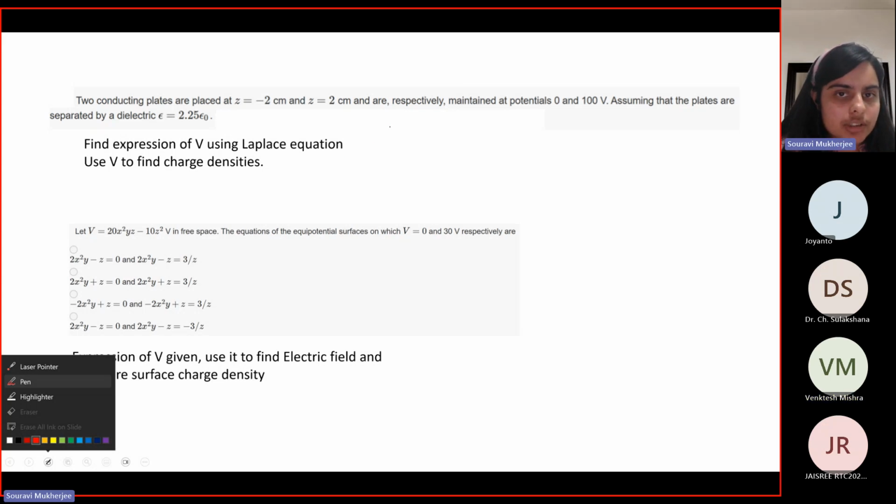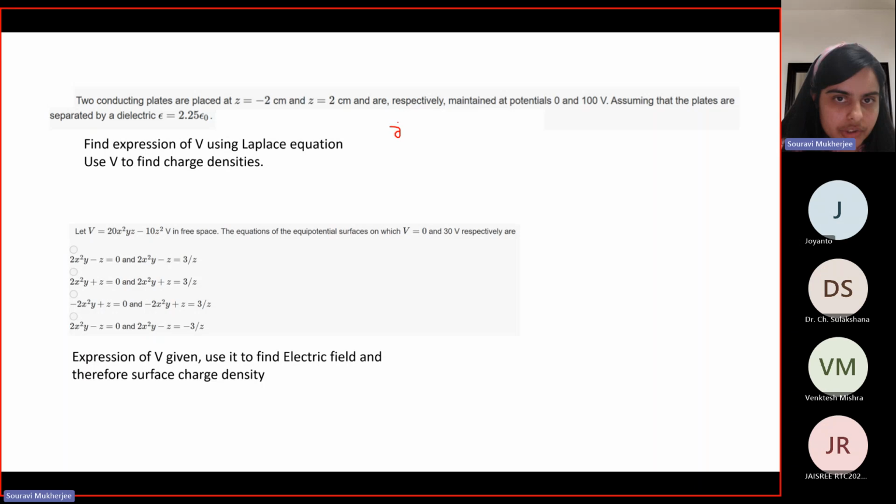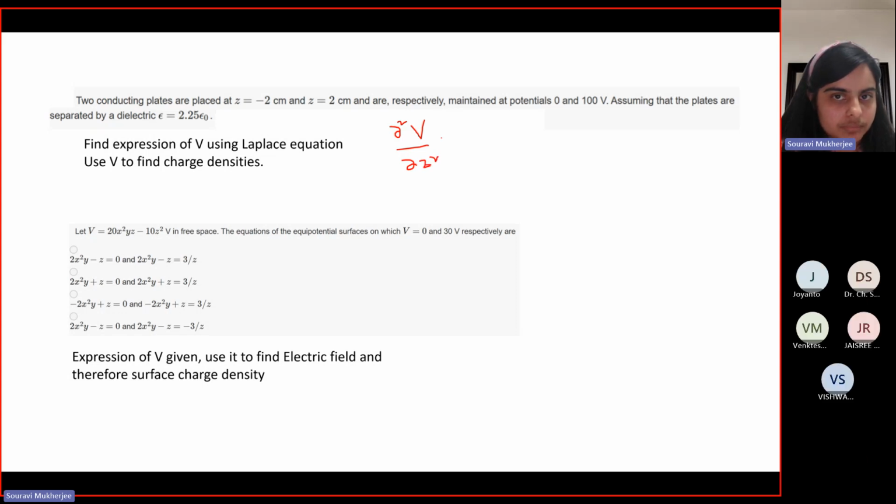because your Laplace equation will be based on your boundary conditions, right? Your boundary conditions are in the z direction, so your potential has a dependence on z. So what you write is del square V by del z square is equal to 0. This gives you a form of az plus b. Then put the value of z equal to -2 and equate the potential to 0. Again, put the value of z equal to 2 and equate the potential to 100. So you can find a and b, and that will give you the potential in the form az plus b.